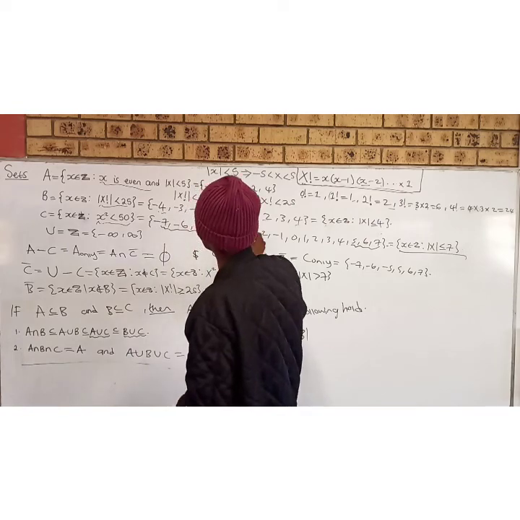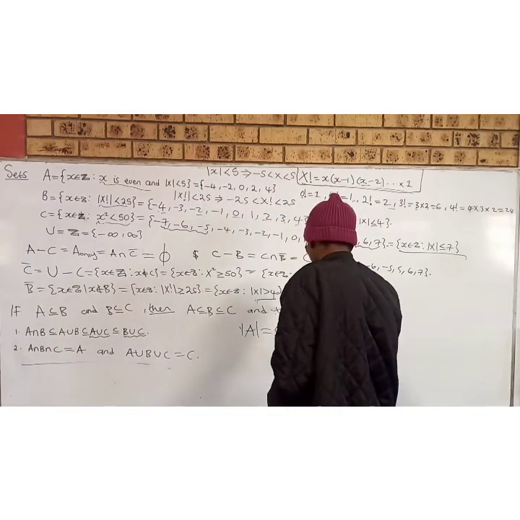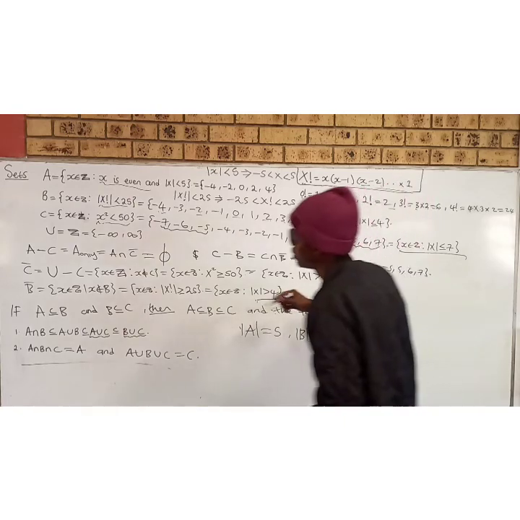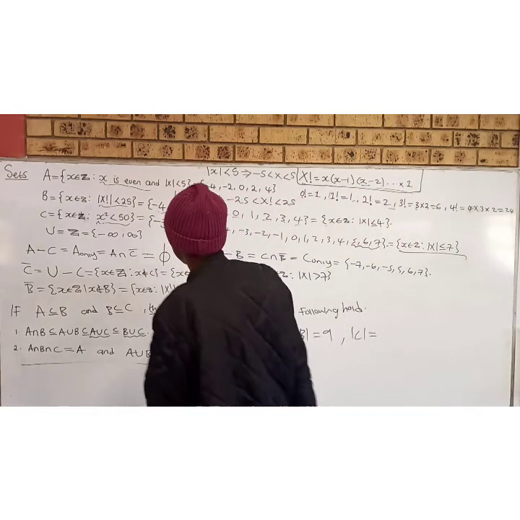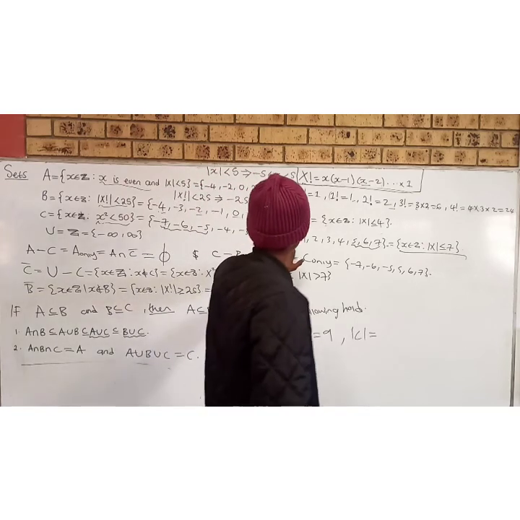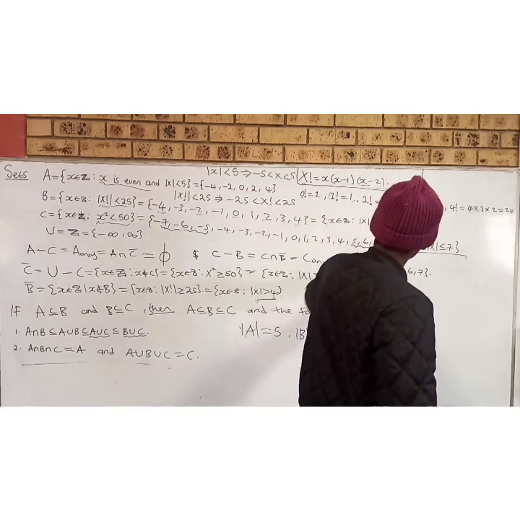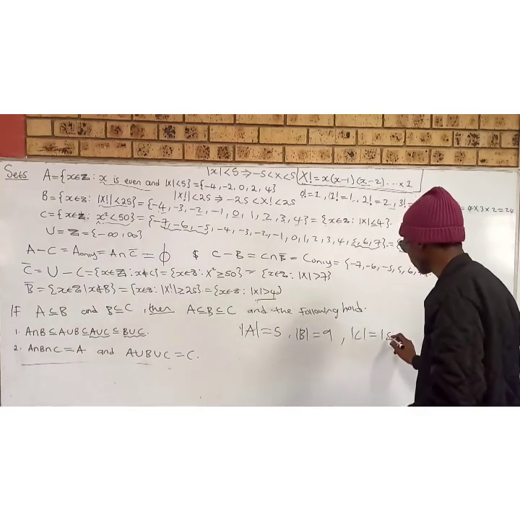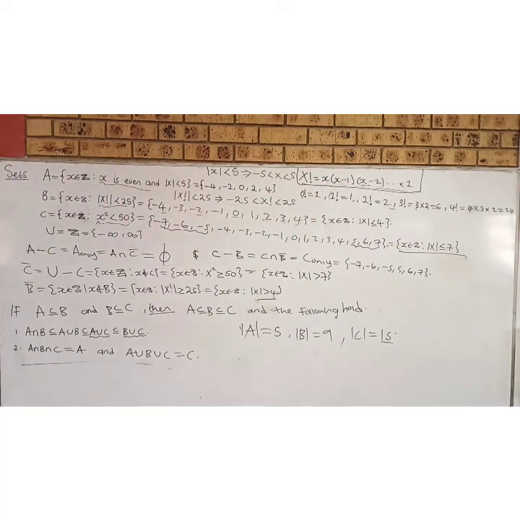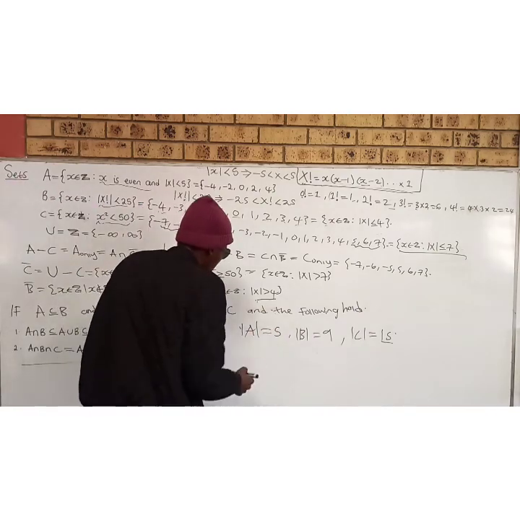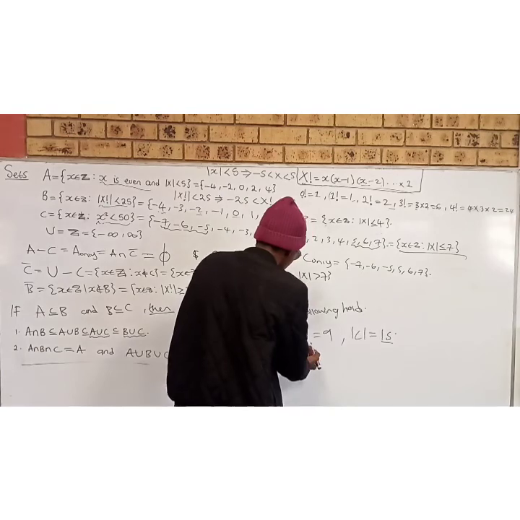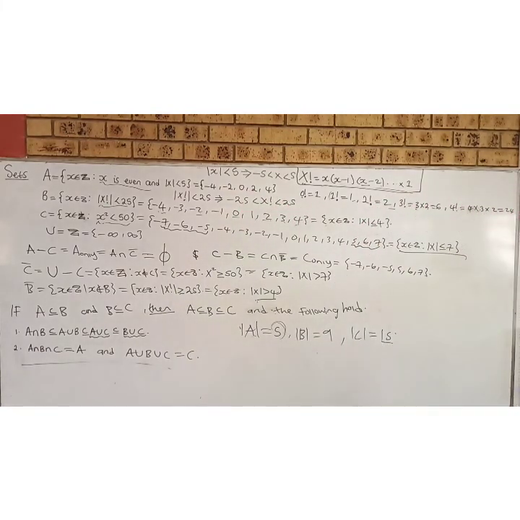Cardinality of set B, we count the elements that are in B: 1, 2, 3, 4, 5, 6, 7, 8, 9. It's 9. And cardinality of set C, we count the elements that are in C: 1, 2, 3, 4, 5, 6, 7, 8, 9, 10, 11, 12, 13, 14, 15. So it's 15. Cardinality is the number of elements in a set. So the number of elements of set A is 5, set B is 9, and set C is 15.